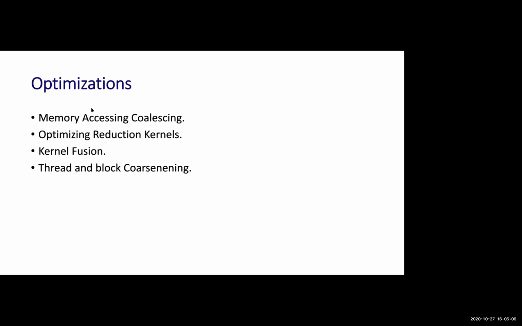Actually, I mentioned the kernel. In deep learning, in every kernel, they use these kinds of optimization techniques: memory access coalescing, optimizing reduction kernels, and kernel fusion.